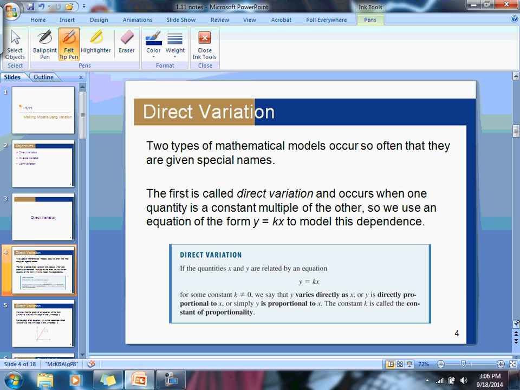Direct variation is basically when you have a direct relationship between two quantities. And we have the equation y equals kx. That's our equation that we're going to have for direct variation. And k is your constant, so it's always going to stay k. And y and x are the two quantities that have a direct relationship. So they're dependent upon each other.